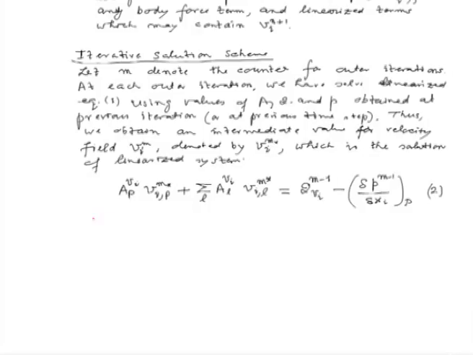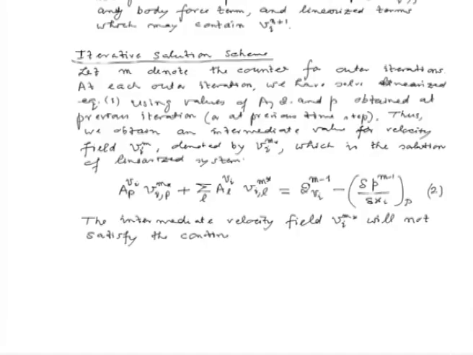And let us emphasize this point that the intermediate velocity field VI M star will not satisfy the continuity. Okay, now what do we do to enforce the continuity?